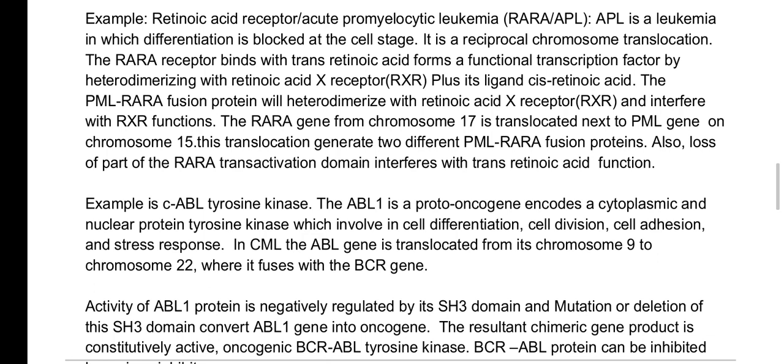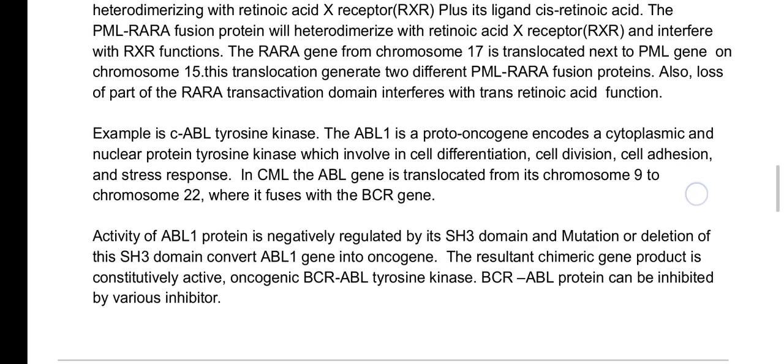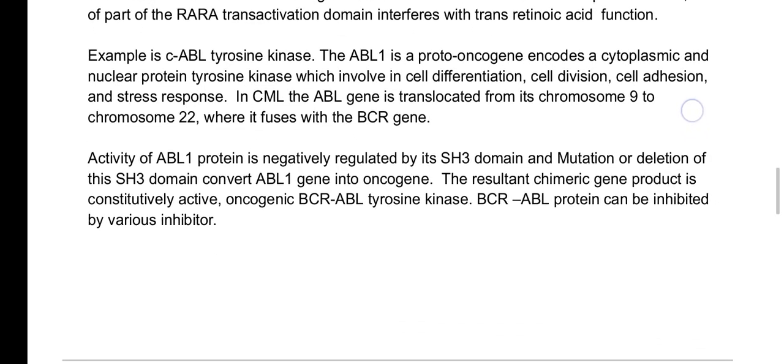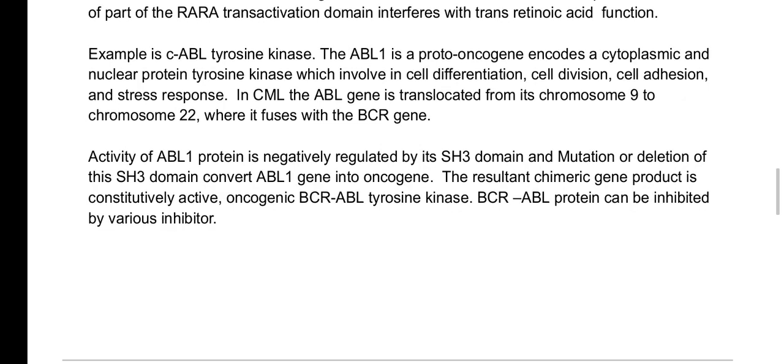This translocation generates two different PML-RARA fusion proteins. Also, loss of part of the RARA transactivation domain interferes with trans-retinoic acid function.